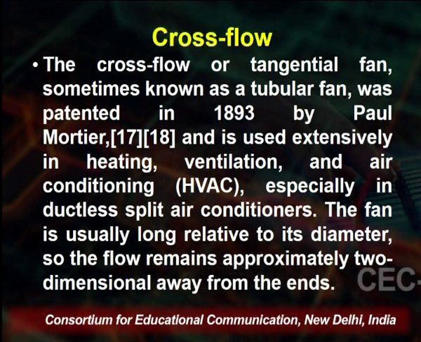We use this type of cross flow fan, and the fan is usually long relative to its diameter. So, the flow remains approximately two-dimensional away from the ends. The cross flow fan uses an impeller with forward curved blades, placed in a housing consisting of a rear wall and a vortex wall. Unlike the radial machine, the main flow moves transversely across the impeller, passing the blading twice.